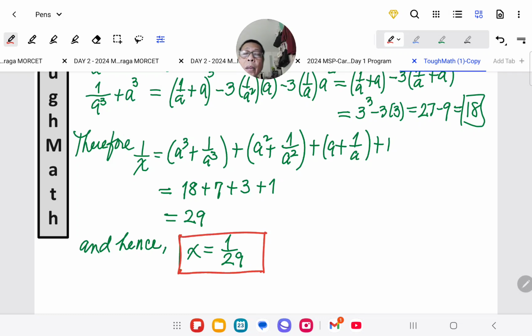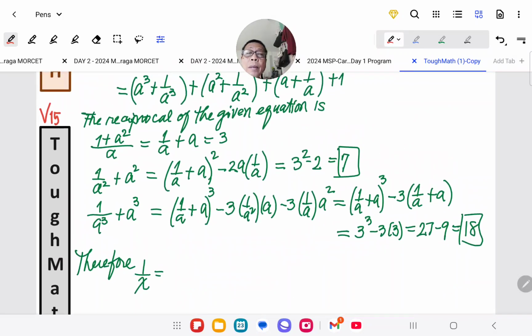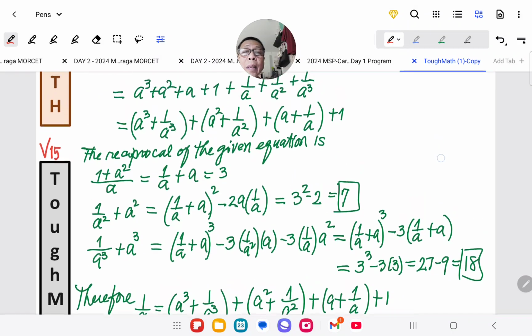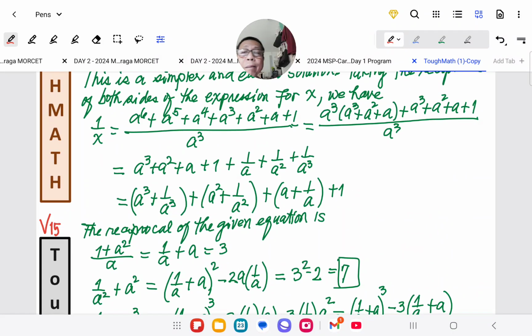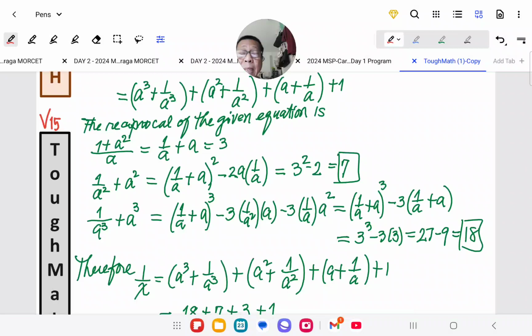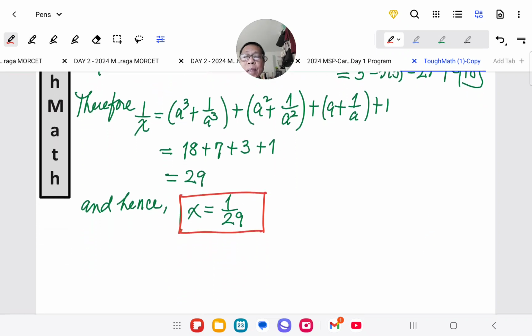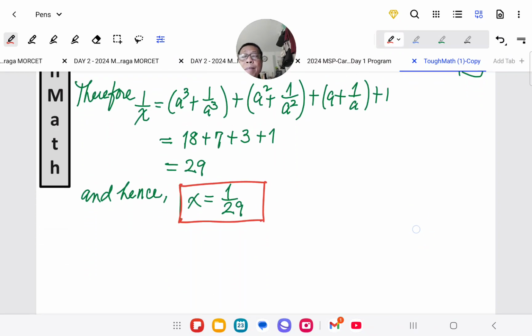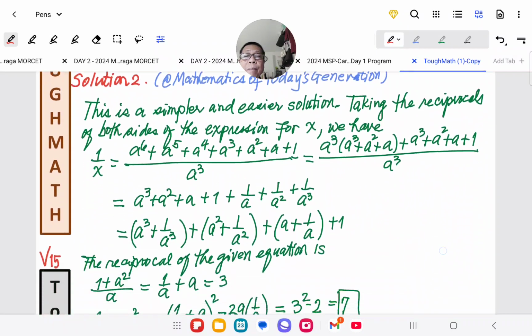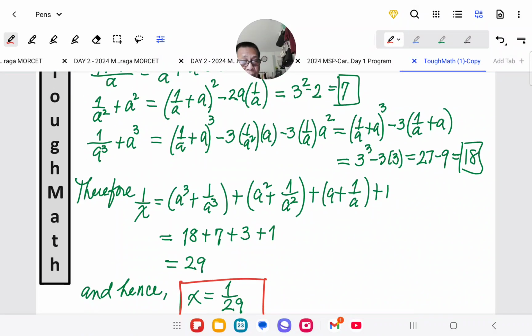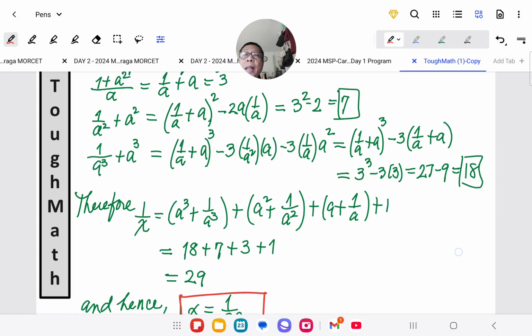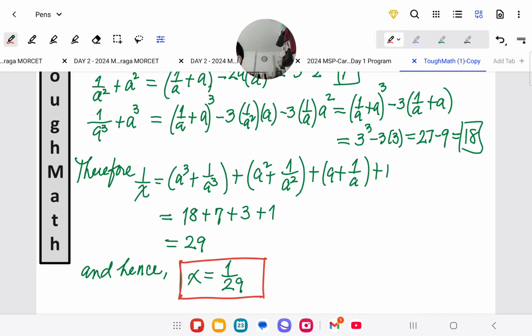So notice that in the second solution, our computation actually does not involve any irrational number. So it's simpler and it's easier to understand. So that's it for today.